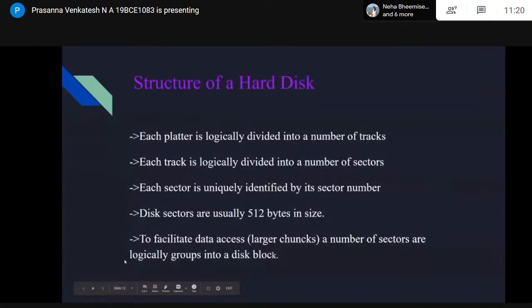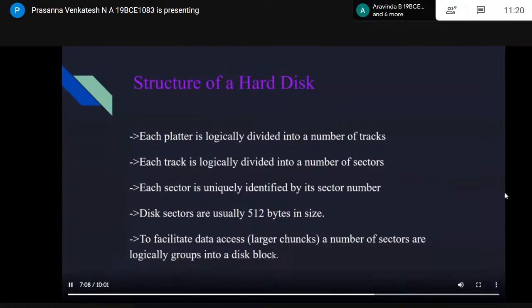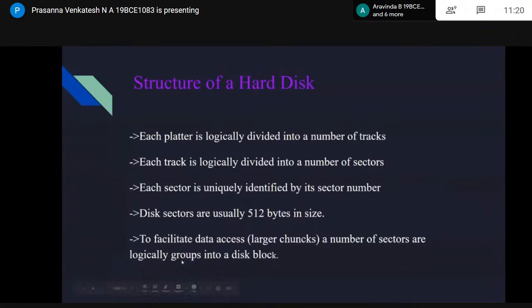Each platter is logically divided into many tracks, and each track is logically divided into a number of sectors, and the sector is uniquely identified by its sector number. The disk sectors are usually 512 bits in size.